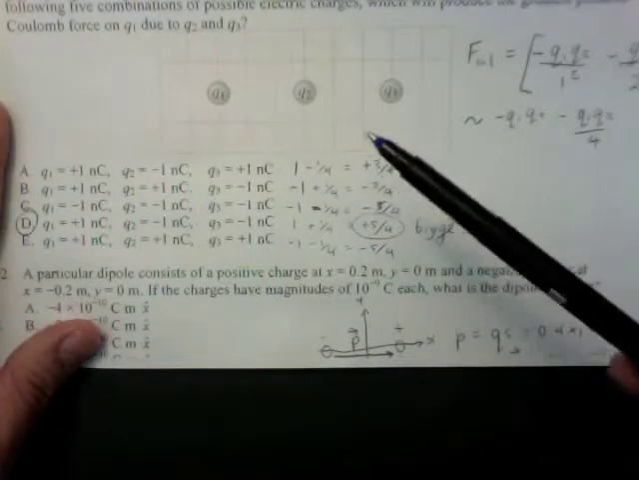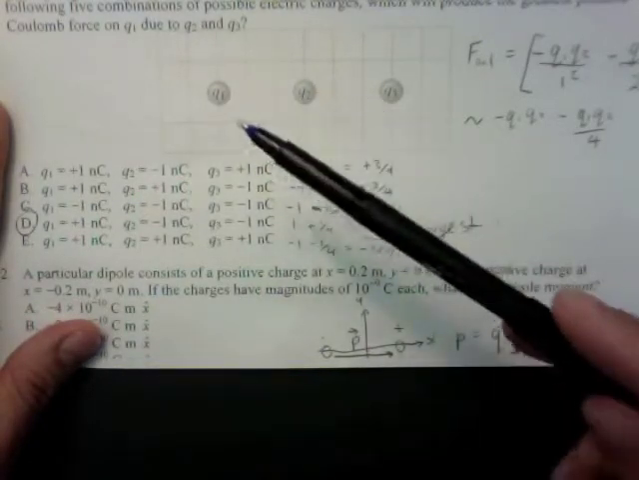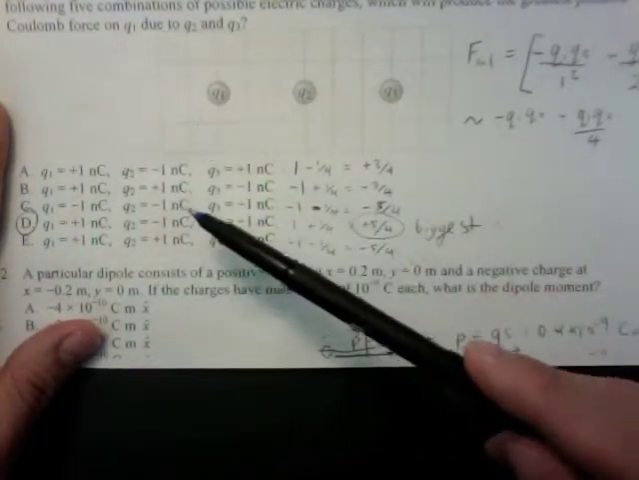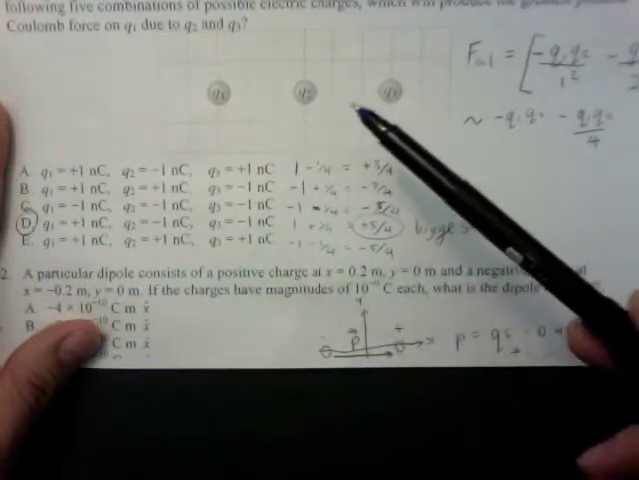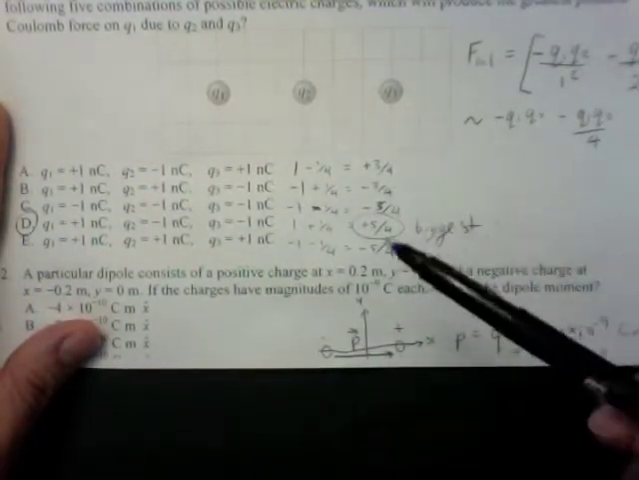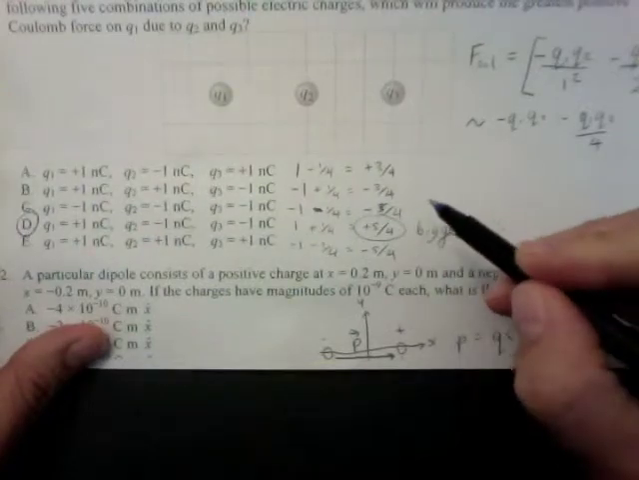So the strongest force towards the right on Q1 will be when Q1 is positive and Q2 and Q3 are both negative, both pulling it towards the right. That's the biggest force right there. So the answer is D.